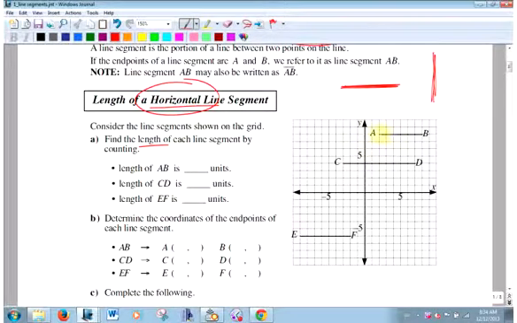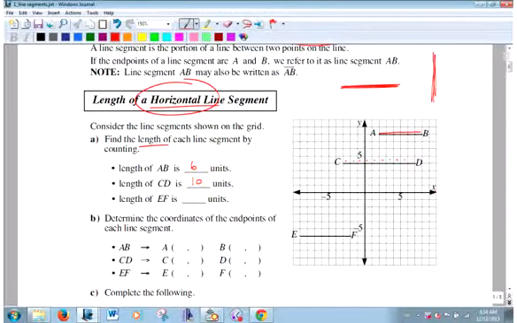AB, how long is it? 1, 2, 3, 4, 5, 6 units long. I don't know what this is as far as x. I don't know if that's seconds, meters, microns, people, dollars. I have no idea what this is, so we just say units. CD: 1, 2, 3, 4, 5, 6, 7, 8, 9, 10. Everyone agree?